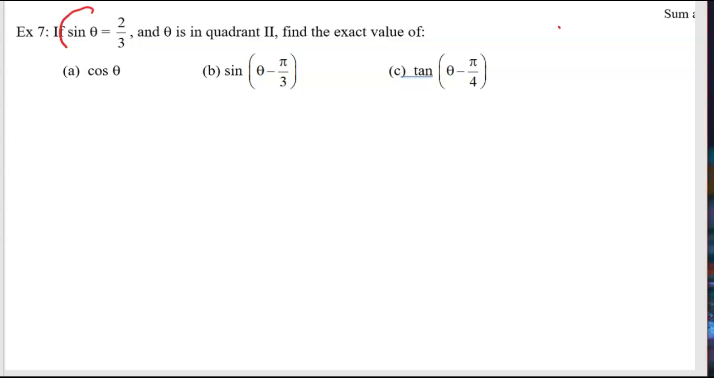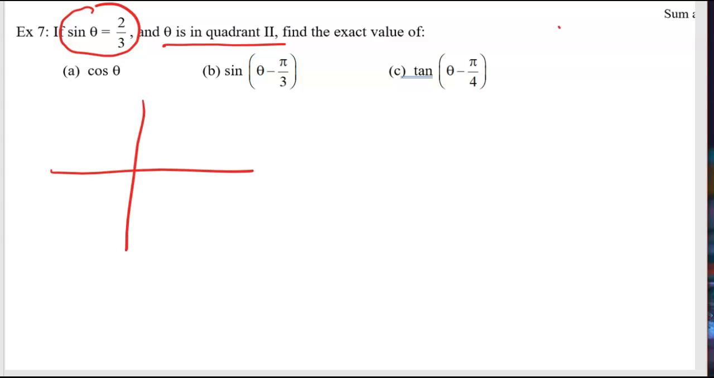Since we're given sine of theta is 2 over 3, and theta is in the second quadrant, once again I have no idea where 2/3 is on the unit circle. It lives on there, but I don't know what angle gives me 2/3 for sine or cosine or tangent. So this is one of those problems that involves x, y, and r. So I'm going to make a sketch.